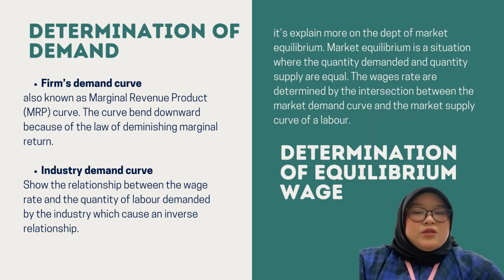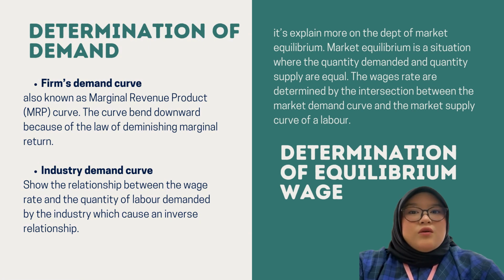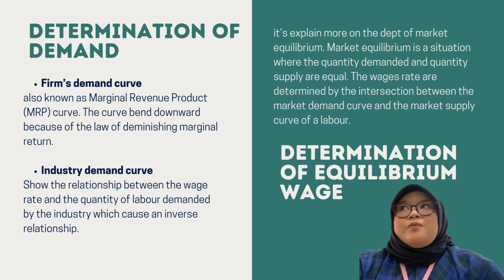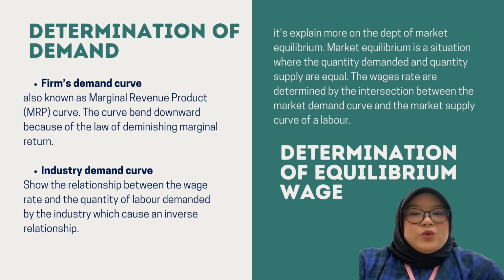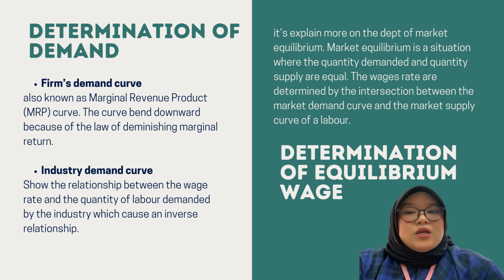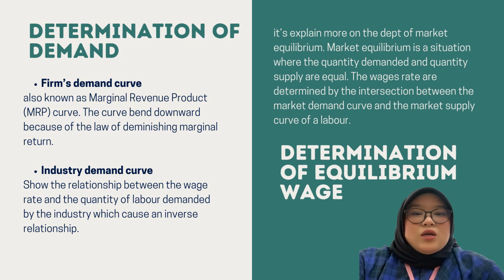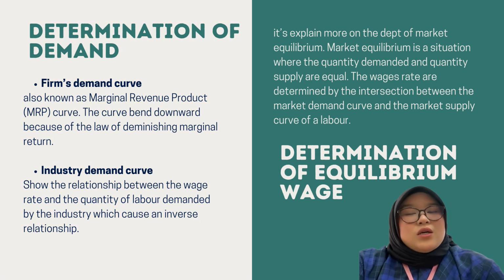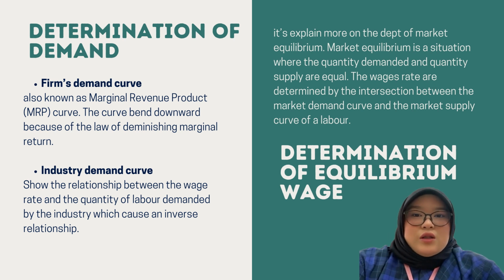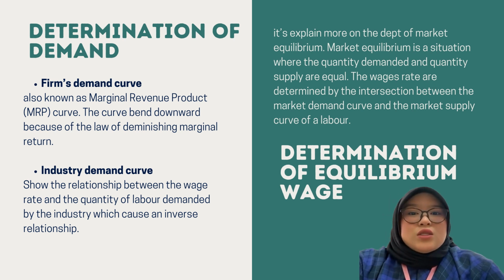For determination of demand, the first is the firm demand curve. The firm demand curve is also known as the marginal revenue product curve, which goes downward because of the law of diminishing marginal returns. According to this law, the more workers are hired, the smaller the additional output from each new worker. On the other hand, when the wage rate gets higher, the quantity of labor demanded gets lower. The demand curve shows the relationship between wage rate and the quantity of labor demanded by the industry, which causes an inverse relationship.